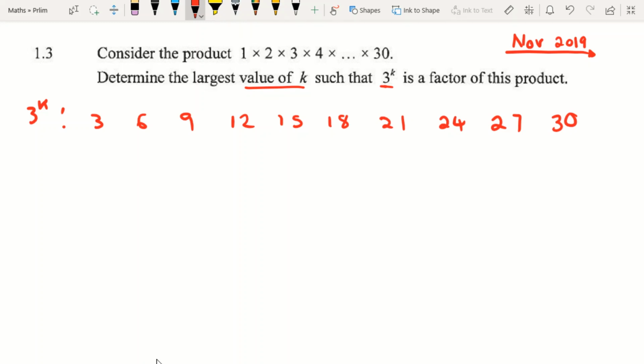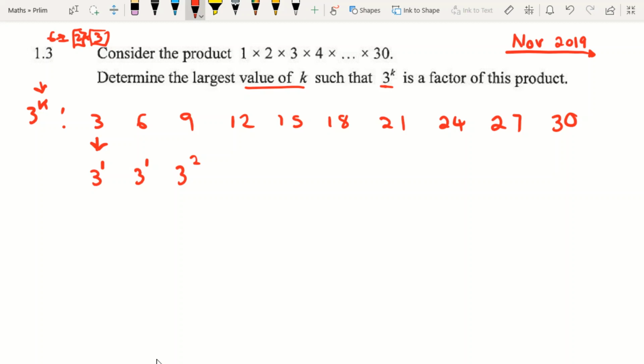So the whole point here is to identify bases of 3. We don't care about anything else, as long as we have a base of 3 such that we'll be able to find this value of k. For example, here 3 is just going to be 3, and it's to the power of 1, and 6 is equal to 2 multiplied by 3. So we don't care about the 2, we only care about this 3 here. So I'm just going to write 3, to the power of 1, and then to get 9 you can say 3 to the power of 2.